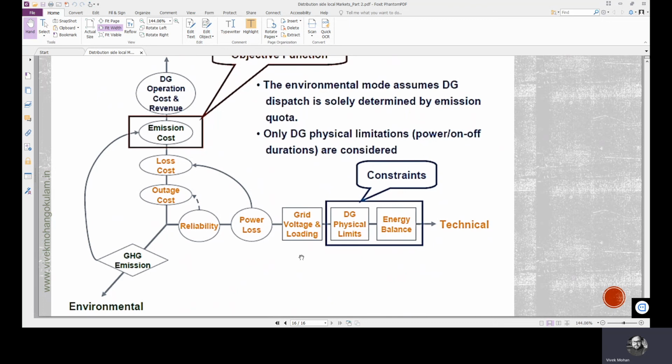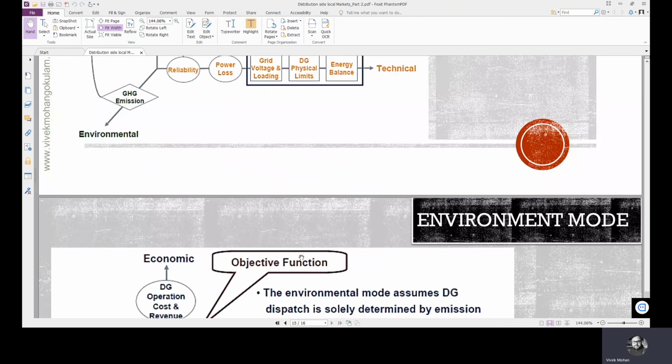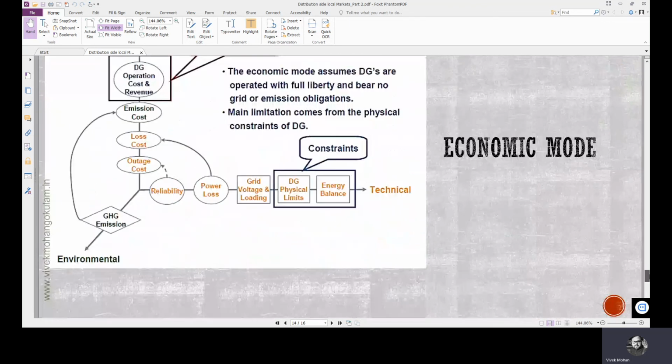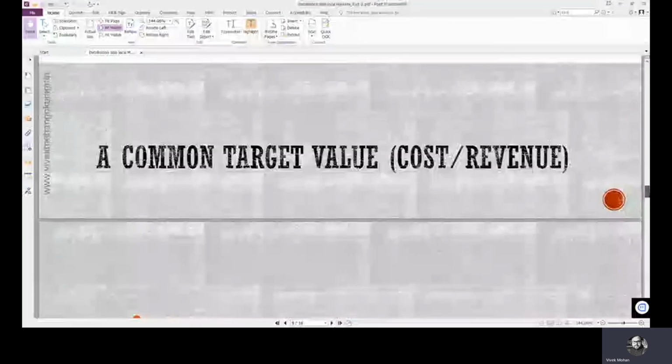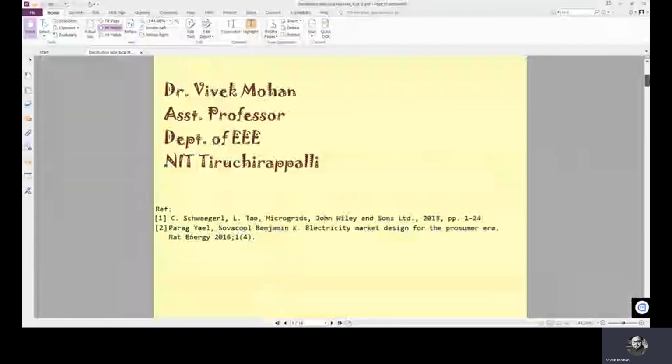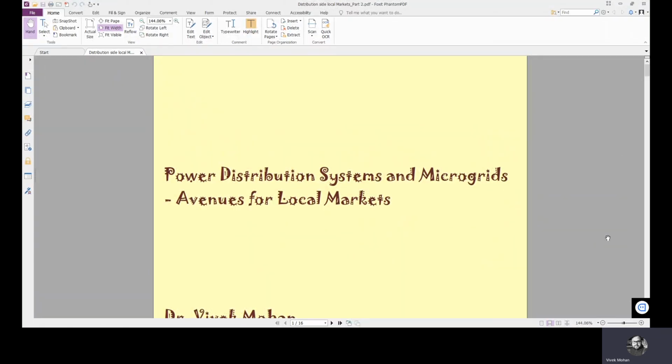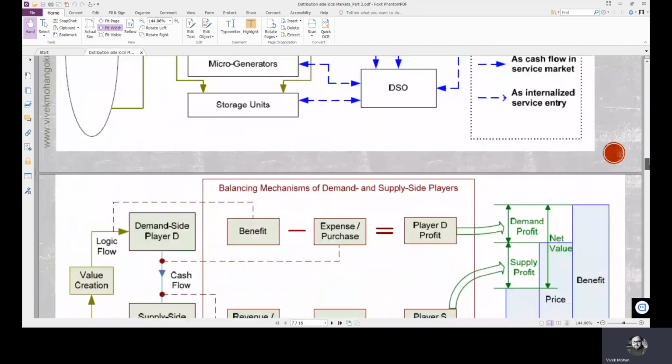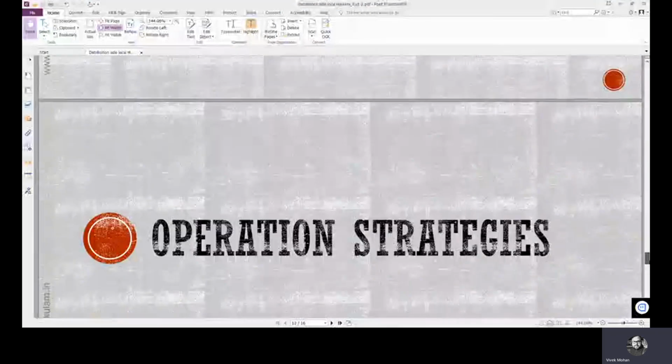So that's all with the DG and microgrid part. Now we'll slowly move on to peer-to-peer transactive energy markets, which is comparatively a new area compared to the already existing wholesale markets. That we'll start that topic from the next lecture onwards.